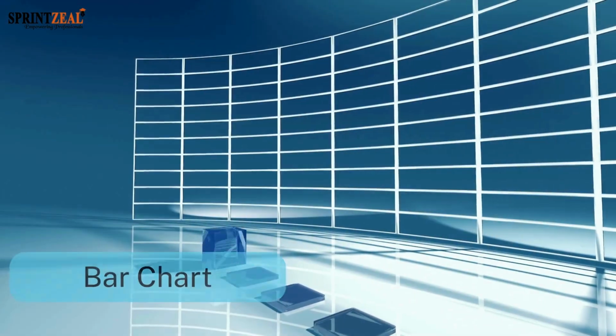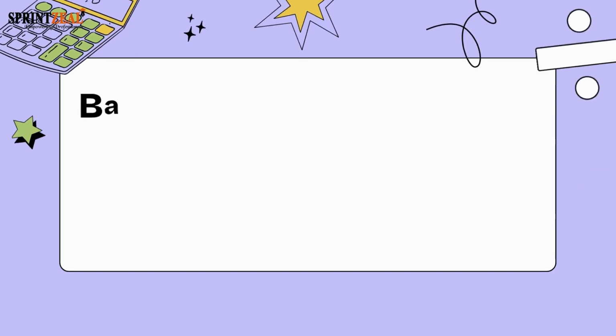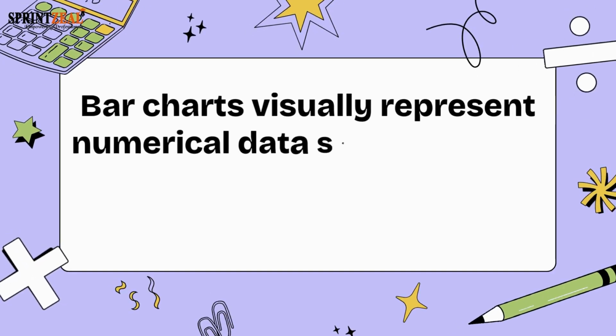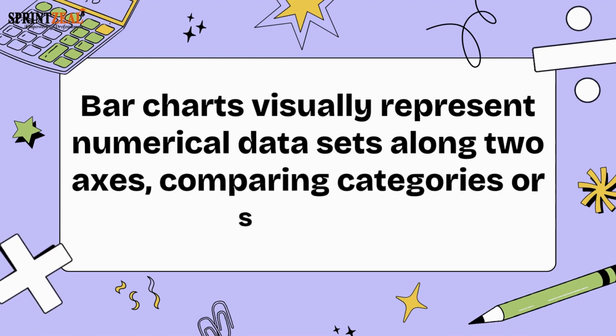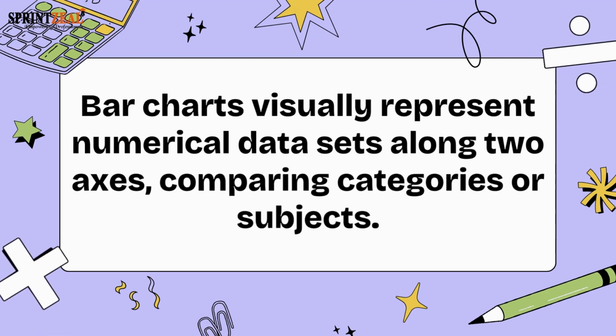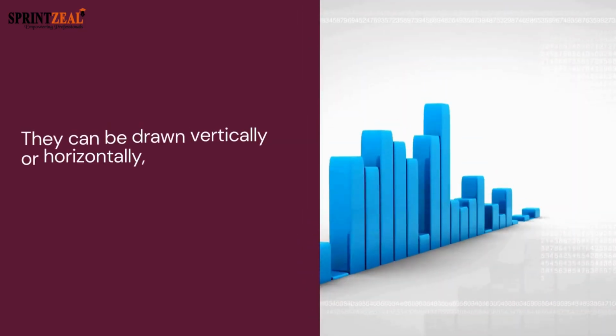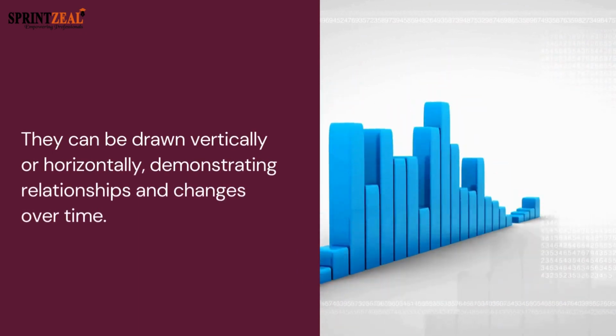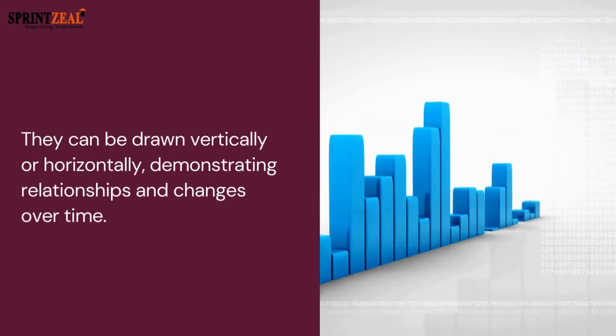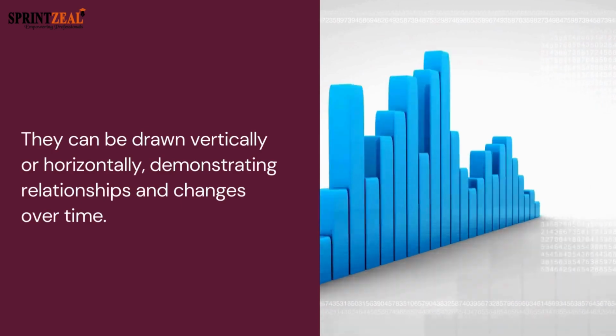Bar chart. Bar charts visually represent numerical data sets along two axes, comparing categories or subjects. They can be drawn vertically or horizontally, demonstrating relationships and changes over time.